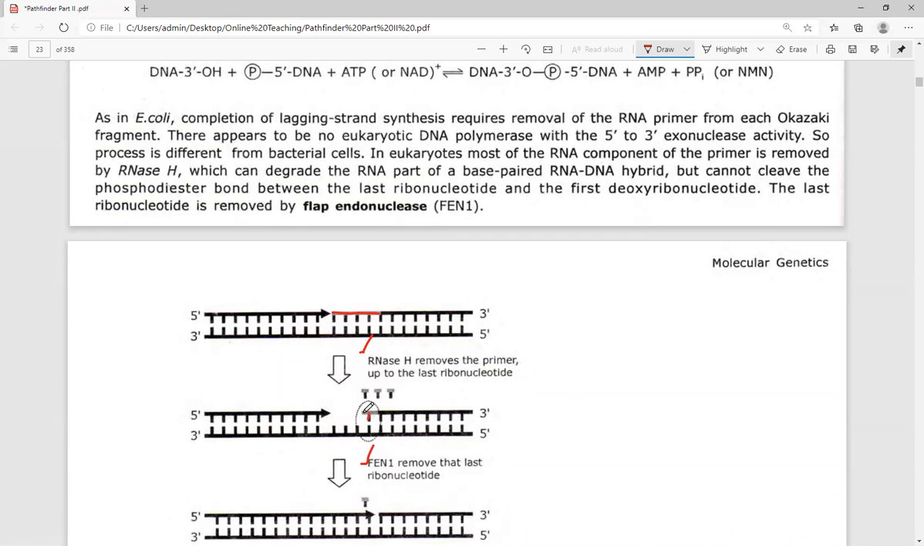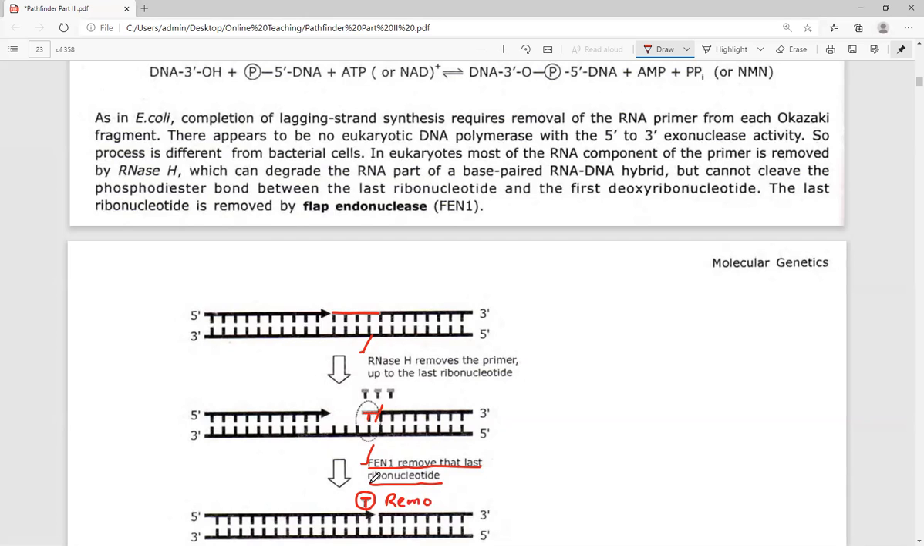So to remove the last nucleotide, you require another special endonuclease, and that endonuclease is referred to as Fan 1 endonuclease. Fan 1 removes the last ribonucleotide. This is where Fan 1 is going to act, and this is the ribonucleotide that is going to be removed.